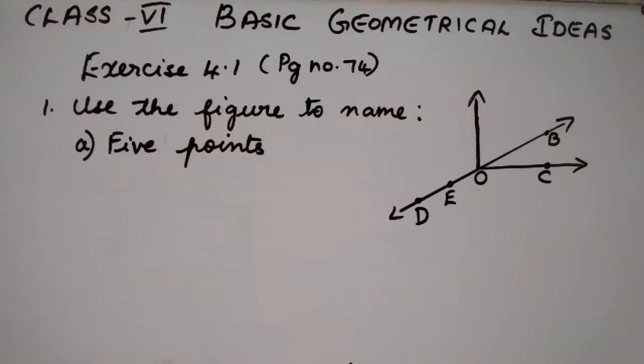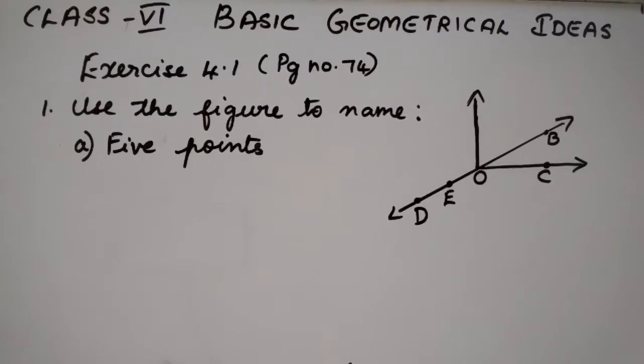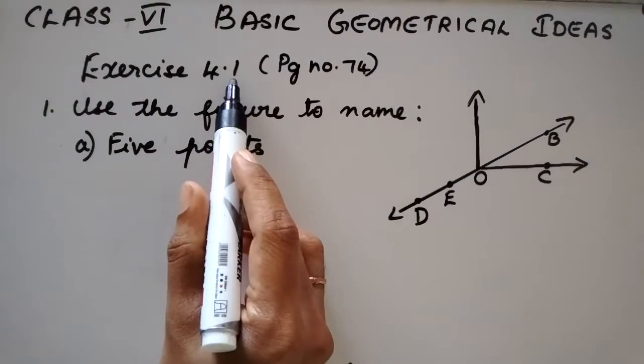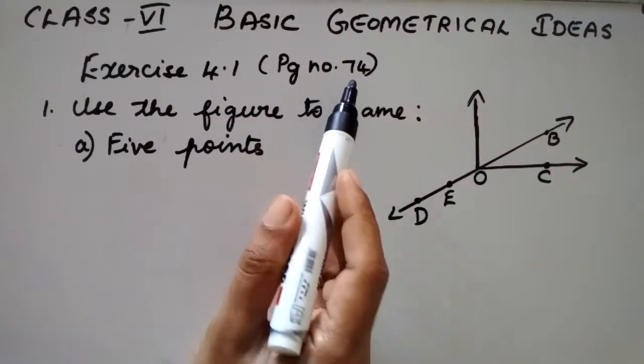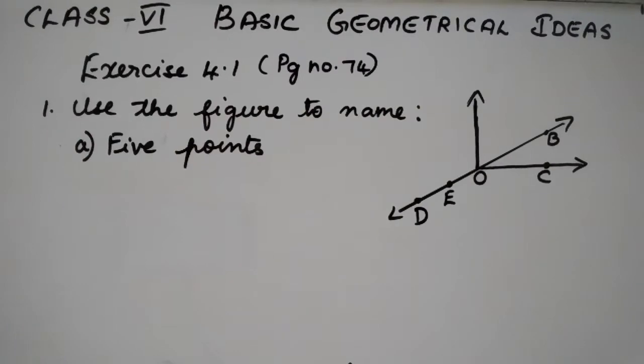The name of the chapter which I am going to teach is chapter 4, Basic Geometrical Ideas. In the previous class, we learnt about point, line segment, line, intersecting lines, parallel lines, and ray. Today, let us solve exercise 4.1 of page number 74 in the textbook.